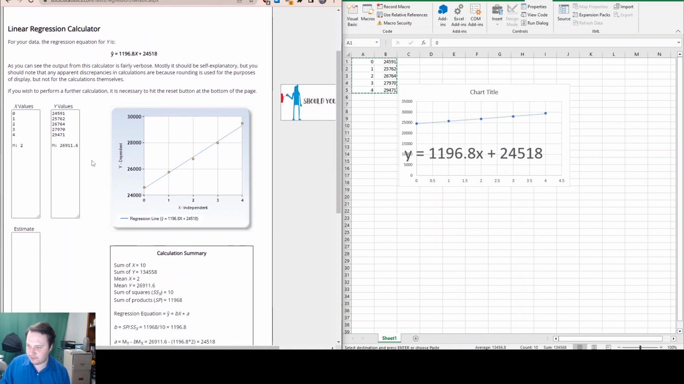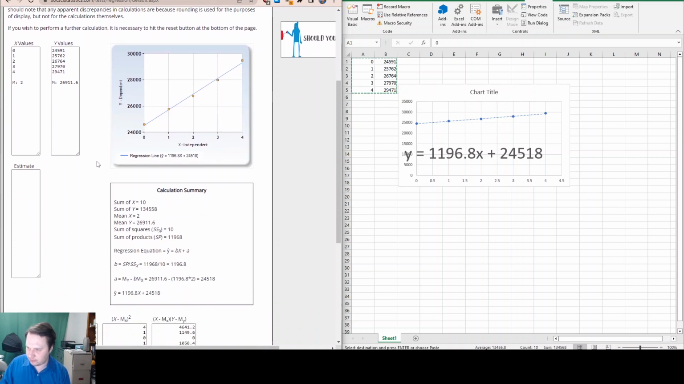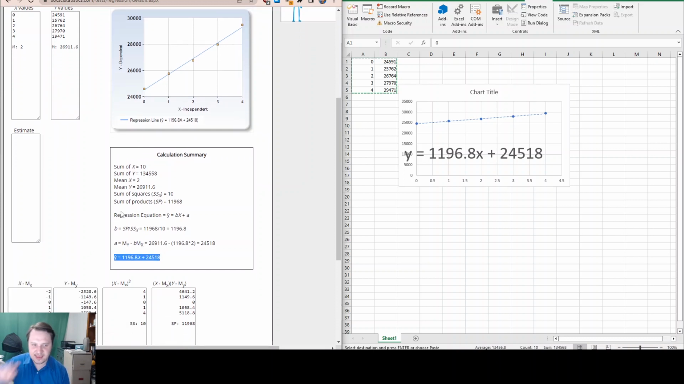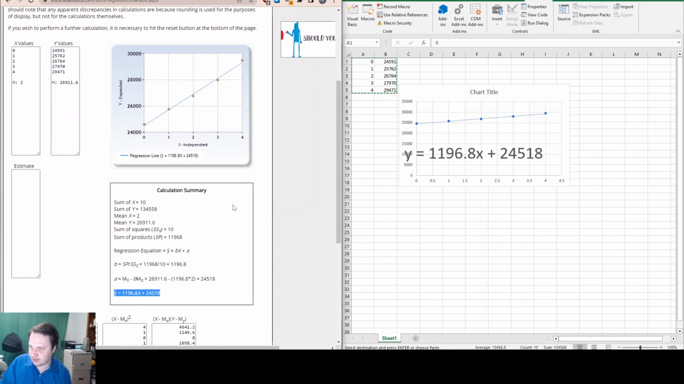So there again, it gave us a graph. Please tell me you didn't round. Beautiful. There's the equation right there. It's that y hat, which is the typical symbol you use for a regression equation, is y with a little hat on it. So I recommend using this one because they didn't round. Everything else you can ignore. You'll learn about that more in a statistics class if you want to take a statistics class. And so, but there's the equation, 1196.8 times x plus 24518.